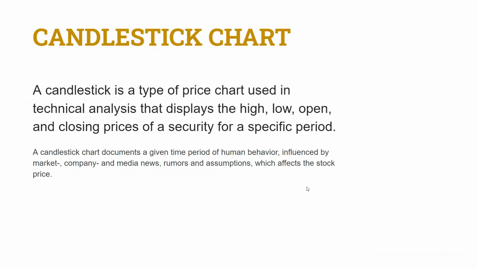So what's a candlestick chart? If you watched the previous video, I described different types of charts: a bar chart, a line chart, and one of them was a candlestick chart. A candlestick chart is a type of price chart used in technical analysis that displays the high, low, open, and closing prices of a security for a specific period of time.